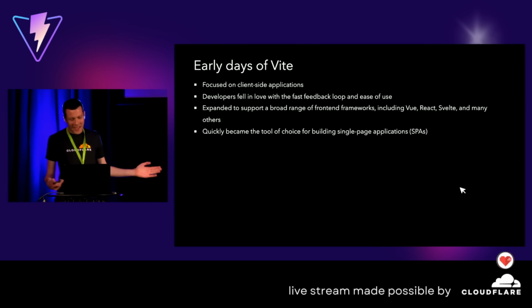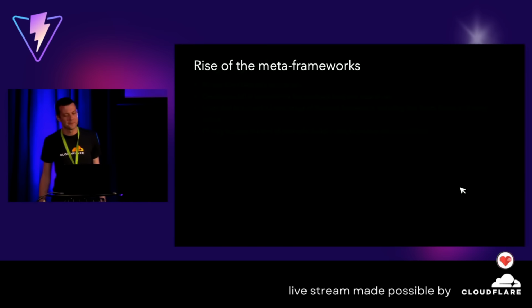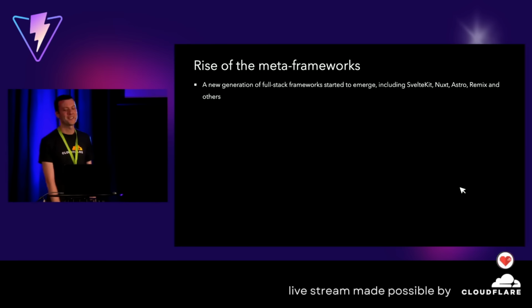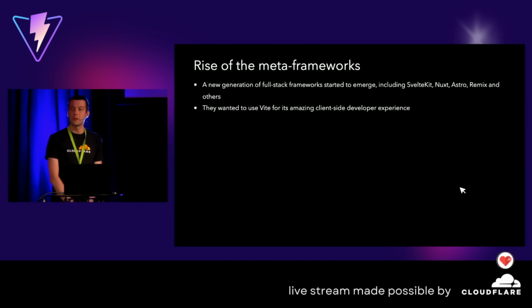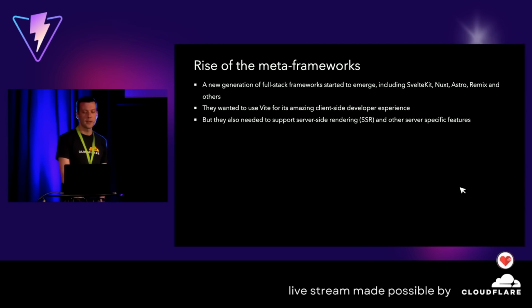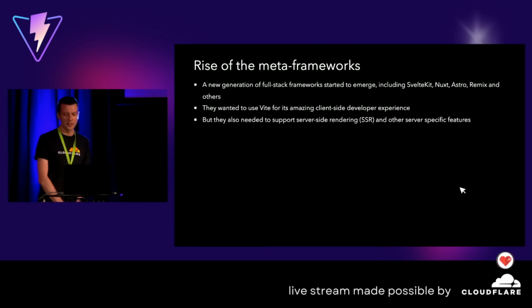Okay, but then the next phase is the rise of the meta frameworks. So you get a new generation of full-stack frameworks that started to emerge, including SvelteKit, Nuxt, Astro, Remix, and others. And they wanted to use Vite for its amazing client-side developer experience, but they also needed to support other server-side features, such as SSR. For anyone who was at Rich Harris's talk yesterday, he alluded to the fact that SvelteKit was the first framework to start pushing this, and actually was the driver for some of these new APIs in Vite that enabled this to start with.